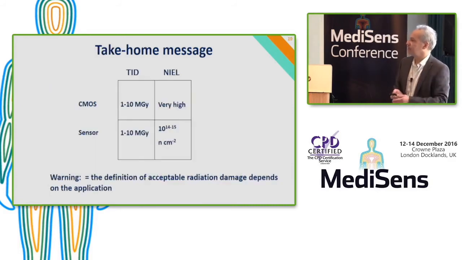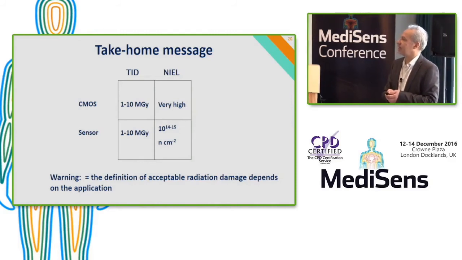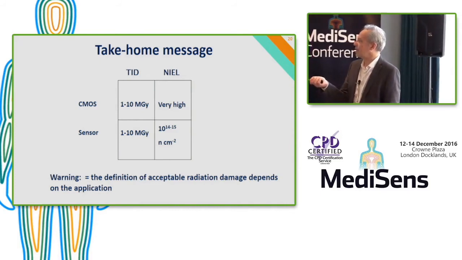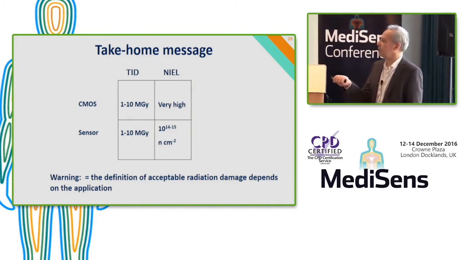Summarizing this rather technical part, my take-home message is in this table, which shows kind of limits, trying to get the highest number possible where we can go with either part. So for TID, in both CMOS and the sensor, we can probably get to 10 megagray. So 10 megagray is 1 gigarad. There are some recent data about this. For the NIEL part, CMOS is, as I said, very high. I couldn't really find a number.